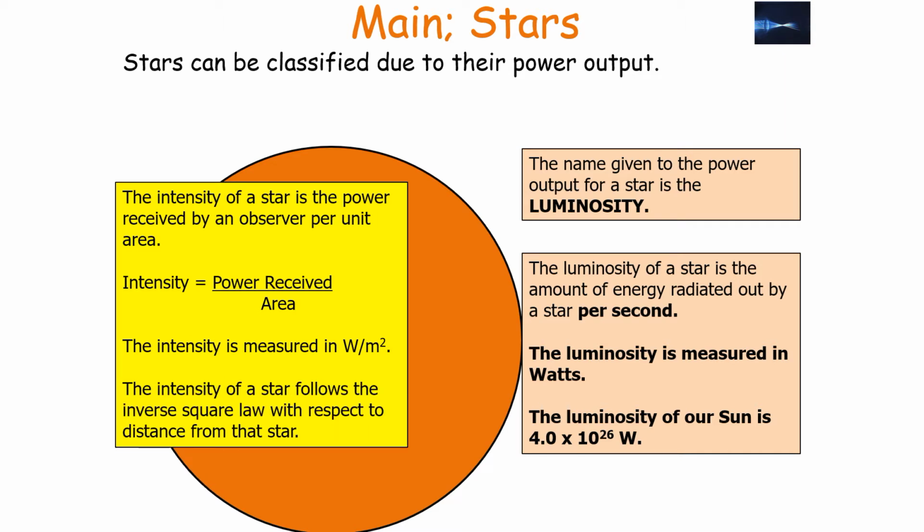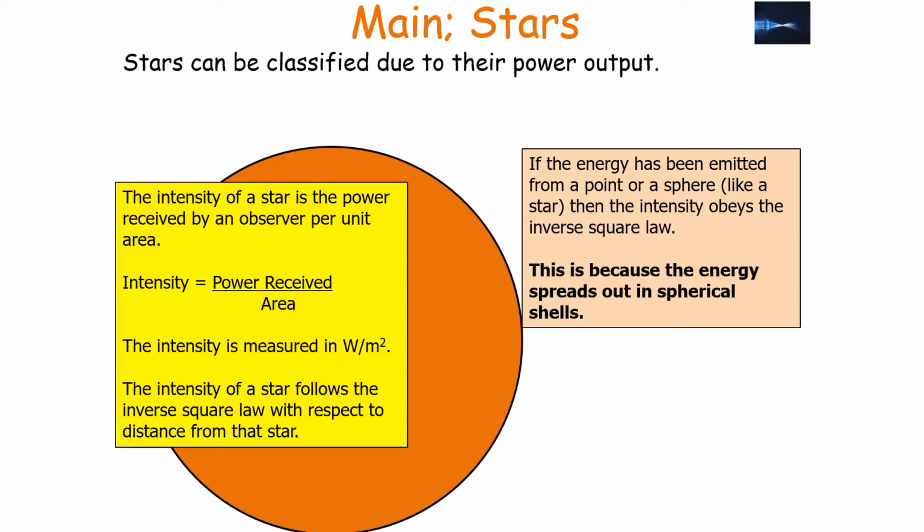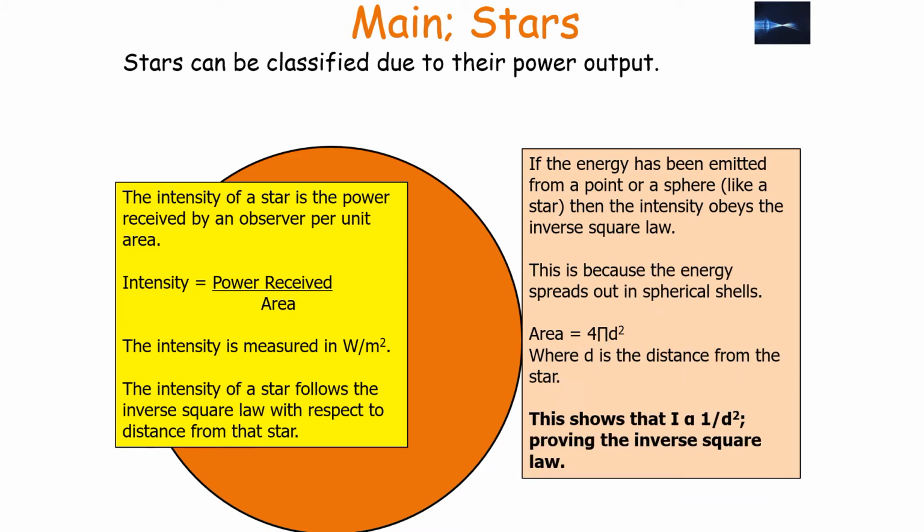So the intensity of a star follows the inverse square law with respect to the distance from that star. So if the energy has been emitted from a point or a sphere like a star, then intensity obeys an inverse square law. This is because the energy spreads out in spherical shells, with the area being 4 pi d squared, where d is the distance from the star. This shows that intensity is proportional to 1 over d squared, proving the inverse square law.